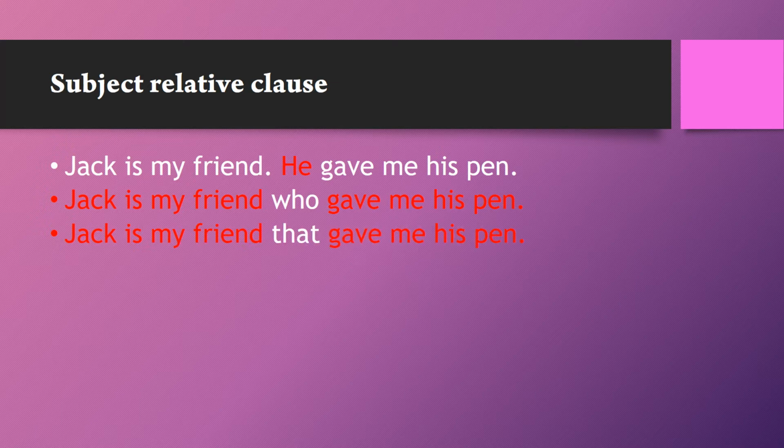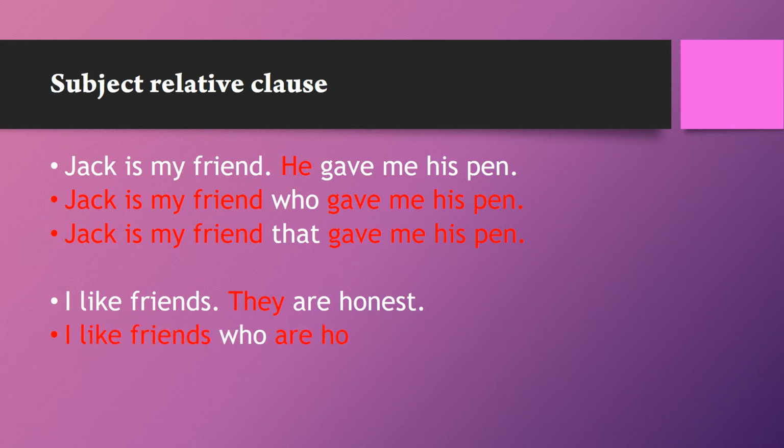Look at the next example. We have two sentences. I like friends, they are honest. Now the subject of the second sentence is they. Now we can use who instead of they. I like friends who are honest. And also we can use that. I like friends that are honest.